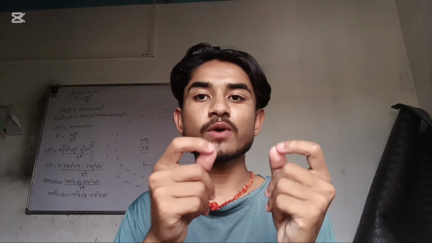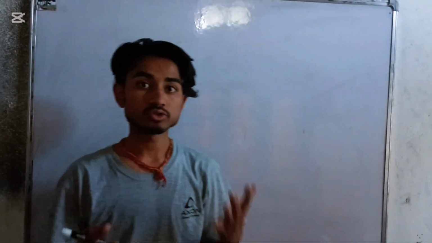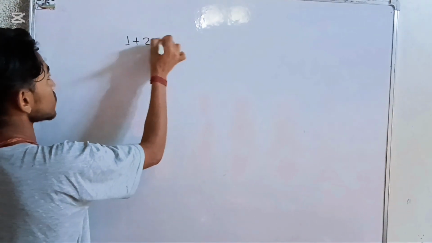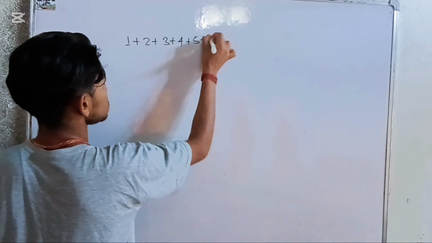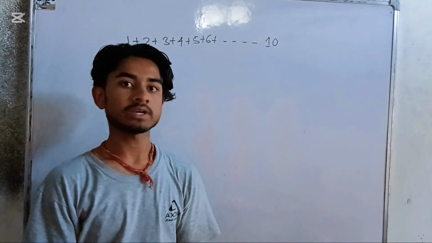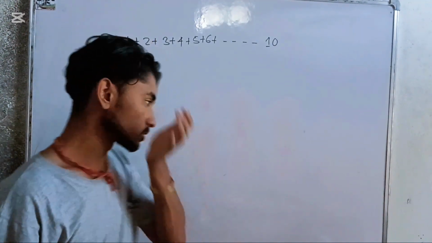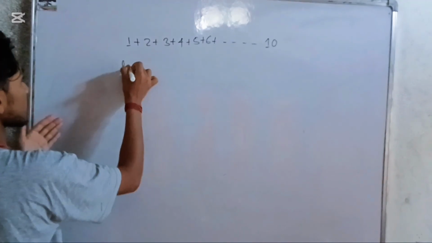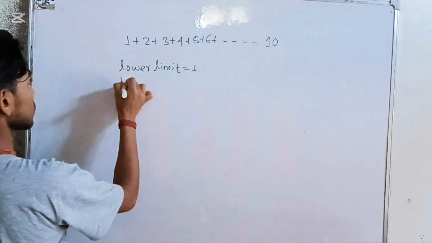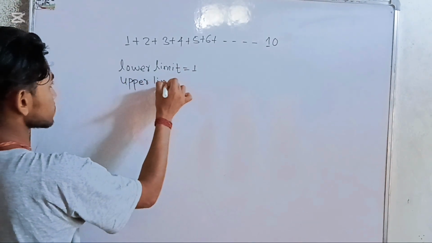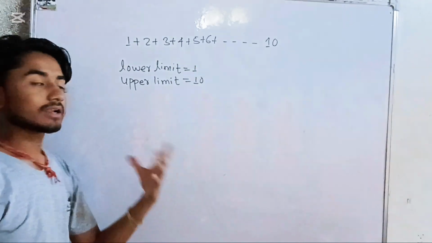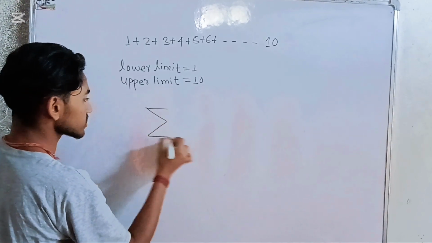But in this video, I'm going to remove the fear of summation from you. So now let us consider the first 10 digits. It would be 1 plus 2 plus 3 plus 4 plus 5 plus 6 and so on up to 10. Before writing it in summation form, firstly we have to know the upper and lower limit. From here you can see the lower limit is 1, and the upper limit is 10.